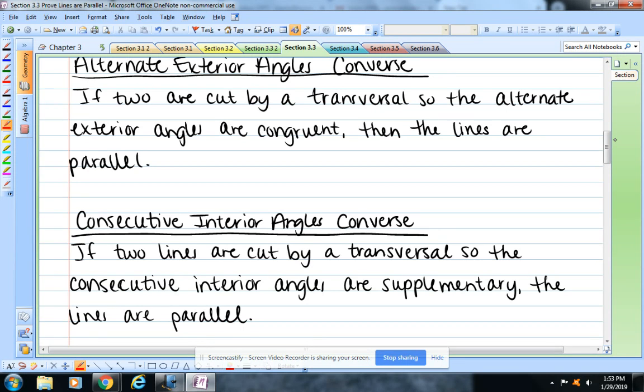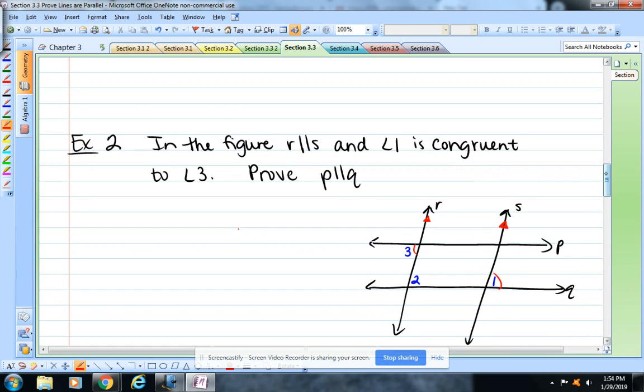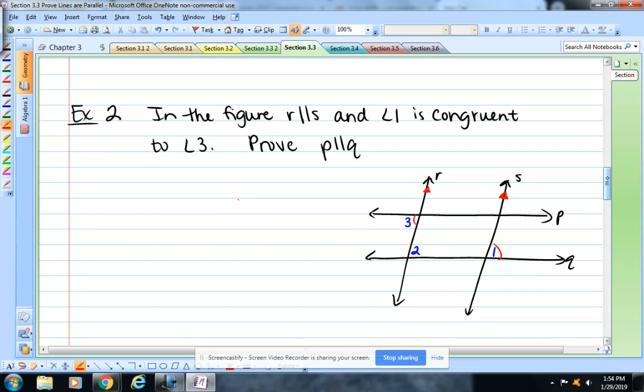So yesterday they told us the lines were parallel, then the angles are congruent or supplementary. Now they're telling us the angles are supplementary or congruent, which proves the lines are parallel. Okay? So, proofs. So excited. Parallel proofs are my favorites. I'm going to let y'all copy down what it says and the picture. The picture is important.